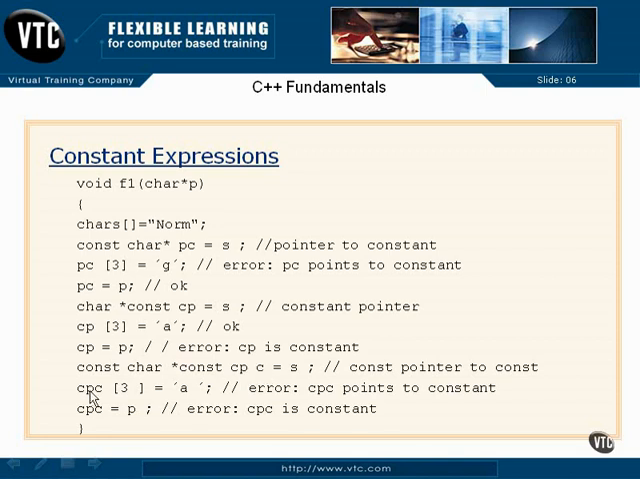And there we say cpc[3] is equal to 'a'. That's an error because we know that both of these are constants, that cpc is a constant pointer to a constant. So we can't do that. And we can't change the value of cpc either. Can't change what it points to, because it is a constant pointer to a constant. So that's what C++ gives you over and above the typical constants that we're aware of in the C language.